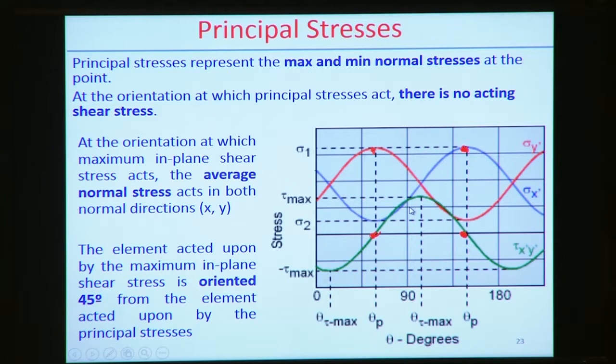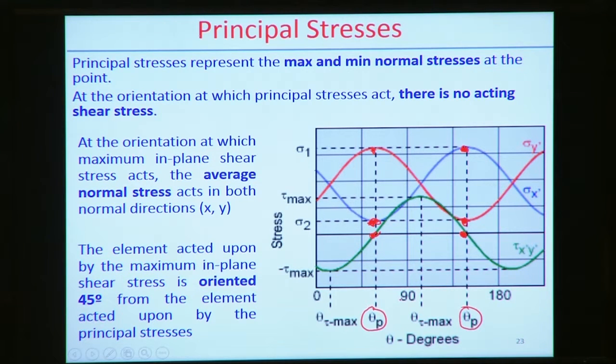and that is the minimum stress value, sigma 2. In this case there are two values here. So at two different orientations, theta p and another theta p which is 90 degrees apart, the principal normal stresses exist, in the sense the maximum stress and the minimum stress. Here also the maximum stress and the minimum stress exist at the orientation of theta p.